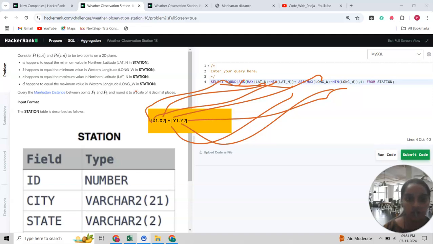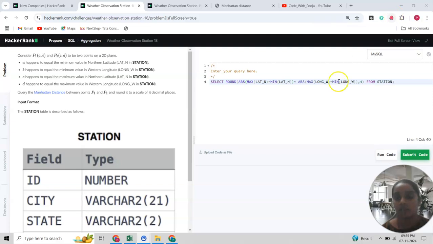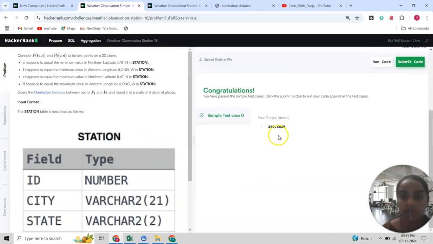And also at last it is scaled to 4 decimal places, there is a round function which is scaling to the 4th position. So everything is clear. Okay, now ready to run the code, and I am continuing with running the code, giving me the absolute right answer.